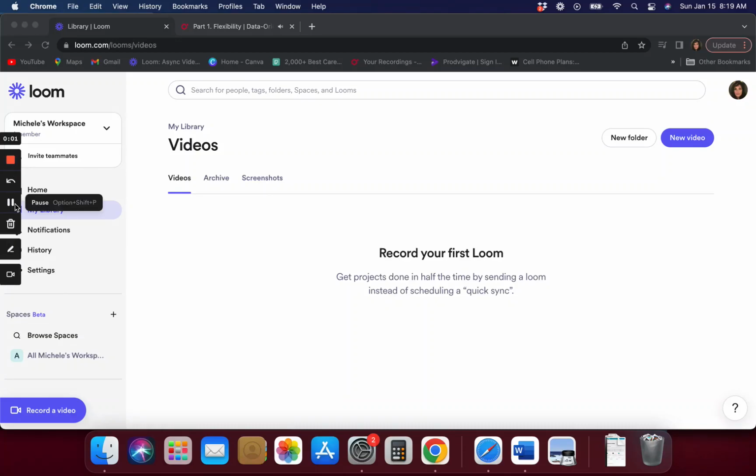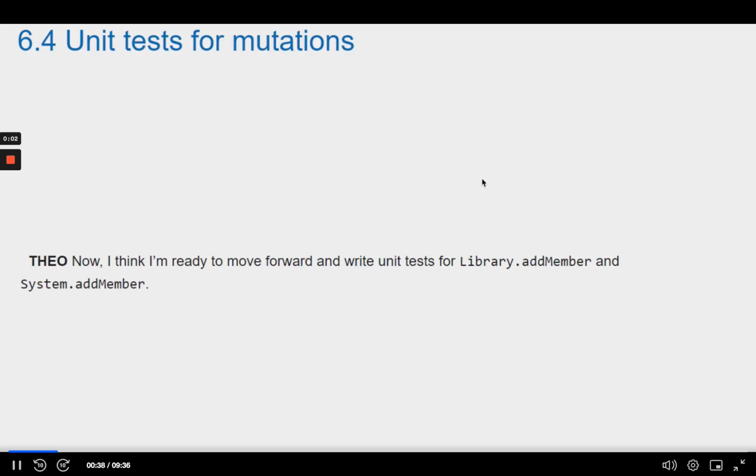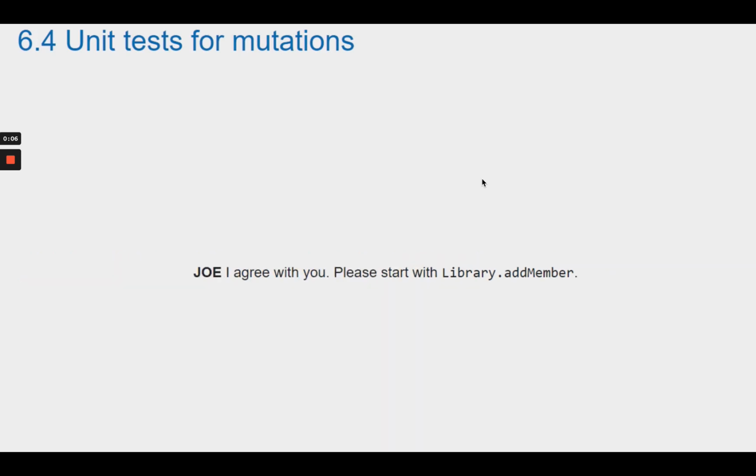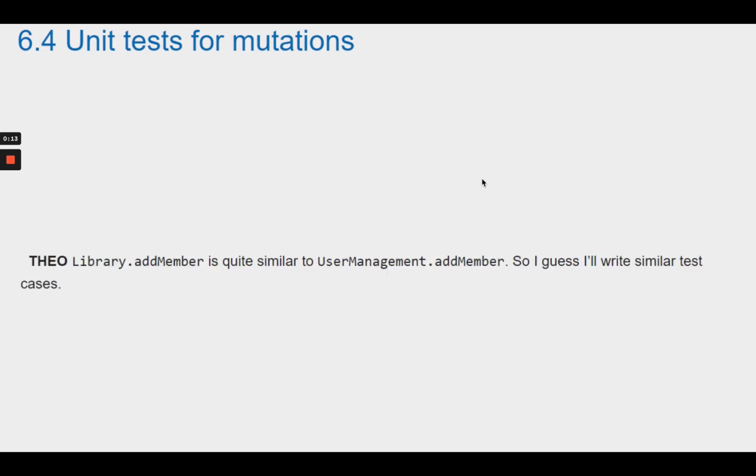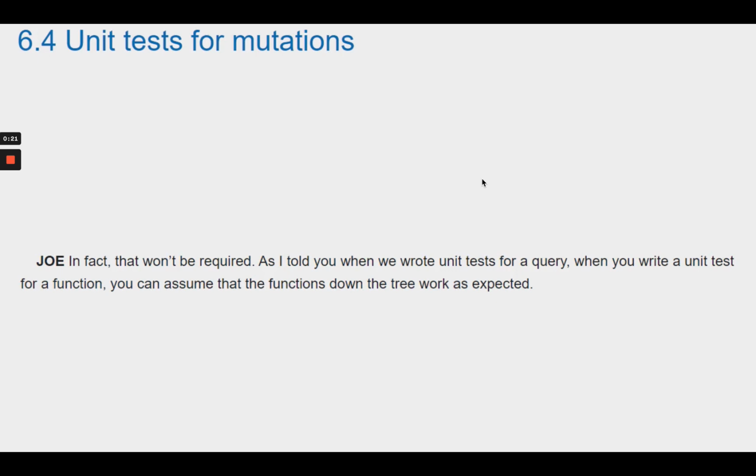Joe: Now, write unit tests for library.addMember and system.addMember. Theo: Joe, I agree with you. Please start with library.addMember. Library.addMember is quite similar to usermanagement.addMember, so I guess I'll write similar test cases. Joe: In fact, that won't be required.